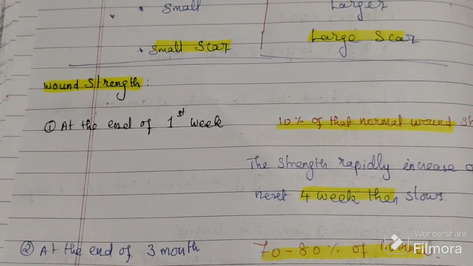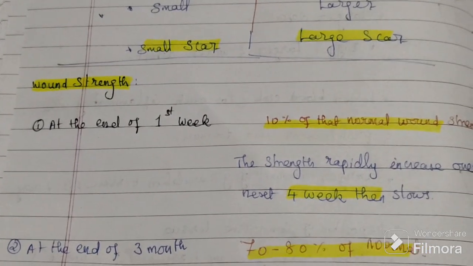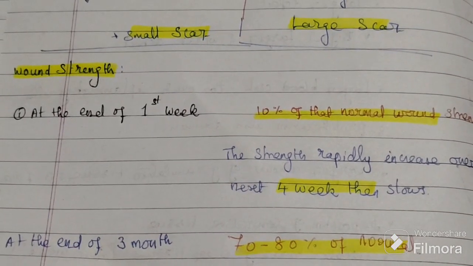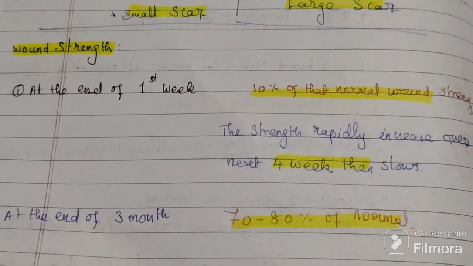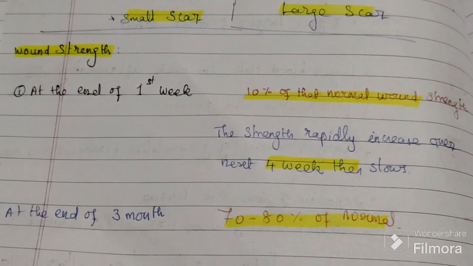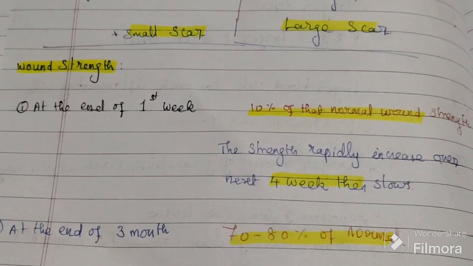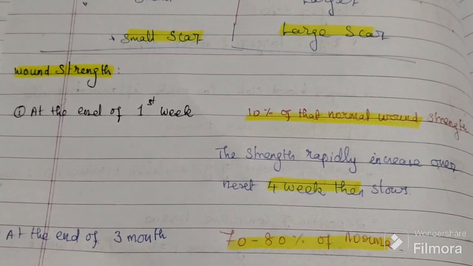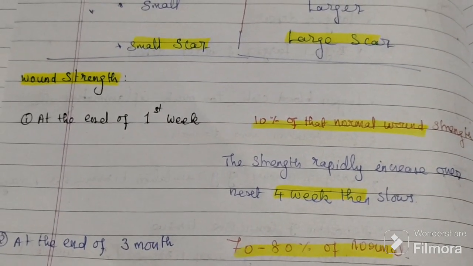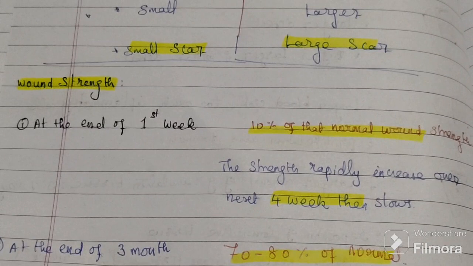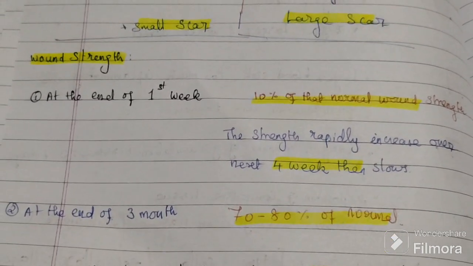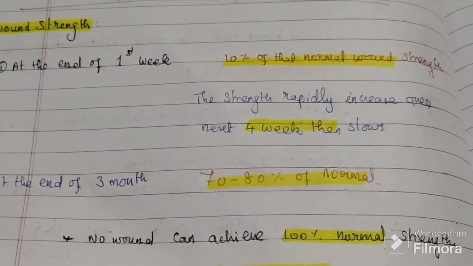The wound strength will be a maximum of only 70 to 80 percent of normal. No wound can achieve 100 percent of normal strength. Is normal tensile strength regained after a wound? No, only 70 to 80 percent. No wound can achieve 100 percent of its strength.